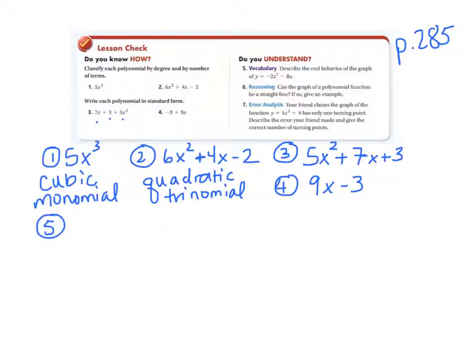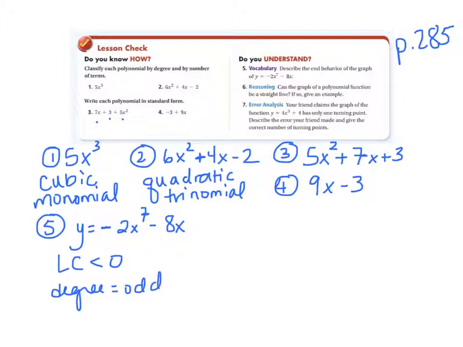Okay. Number 5. Describe the end behavior of the graph of y equals negative 2x to the 7th minus 8x. So this is a perfect example for us to be thinking about and looking at in a video, because you don't have graphing, well, you do have graphing calculators, but you better put it down right now. I don't want you to look. I want you to think about this without graphing it. So your leading coefficient is negative, and your degree is odd.